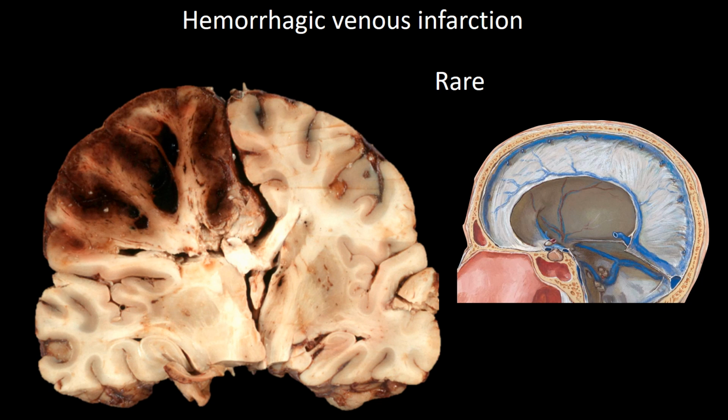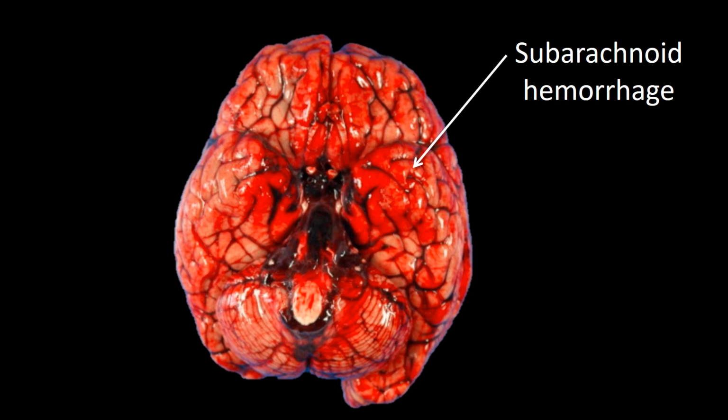The sinuses most commonly affected are the superior sagittal sinus, the transverse and sigmoid sinuses, and the straight sinus. Hemorrhagic venous strokes are most often associated with hypercoagulable states. Another type of hemorrhagic stroke, as we pointed out in a prior question, is subarachnoid hemorrhage.